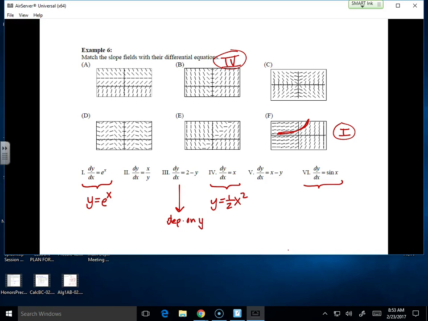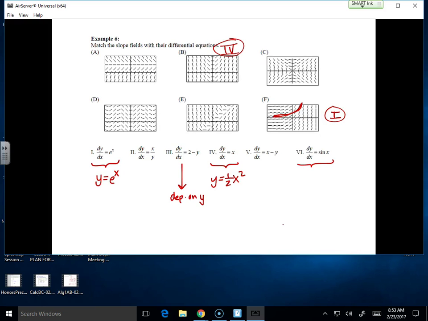When it was dependent on x's, did the slopes follow horizontal or vertical lines? Vertical, because x equals are vertical. What's dependent on y going to follow? Horizontal lines like the y equals. Do any of these graphs have the exact same slopes along horizontal lines? Yep, A does, doesn't he? Aren't all the slopes the same as we go horizontally? So what's A going to match? Number 3.